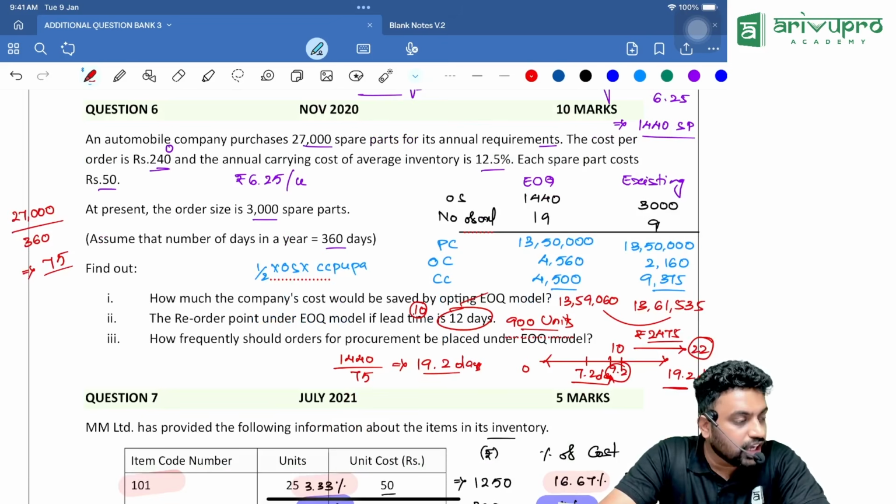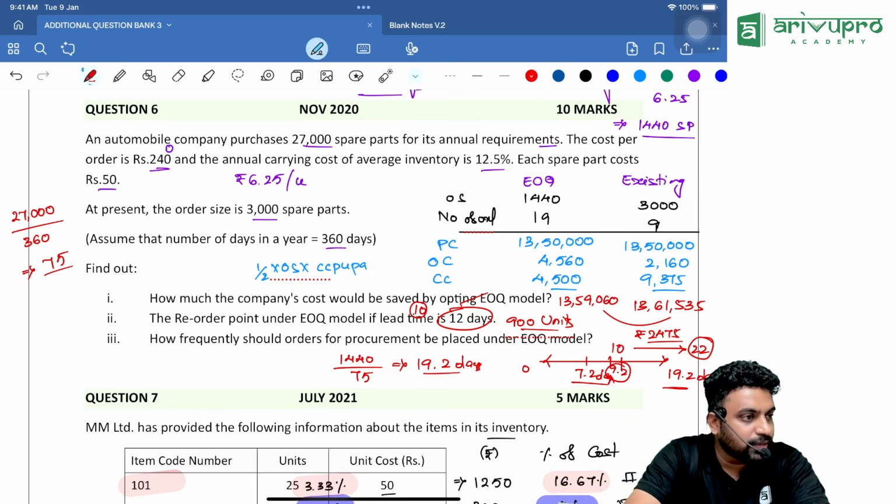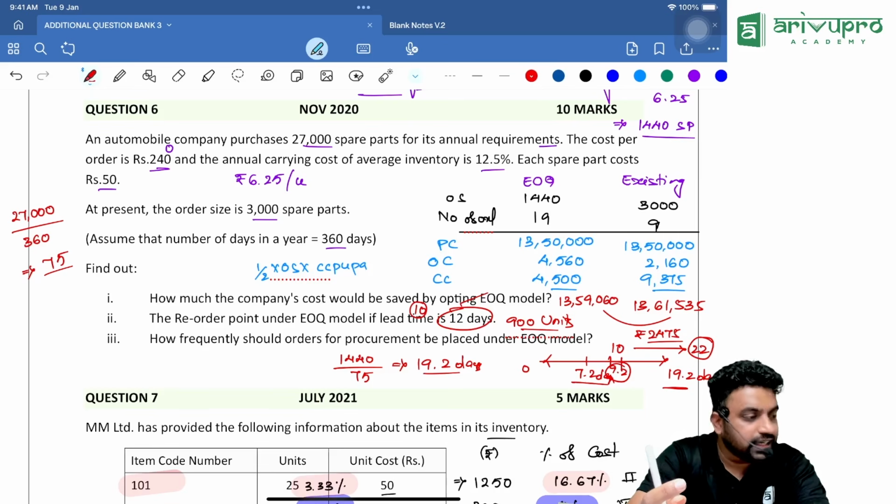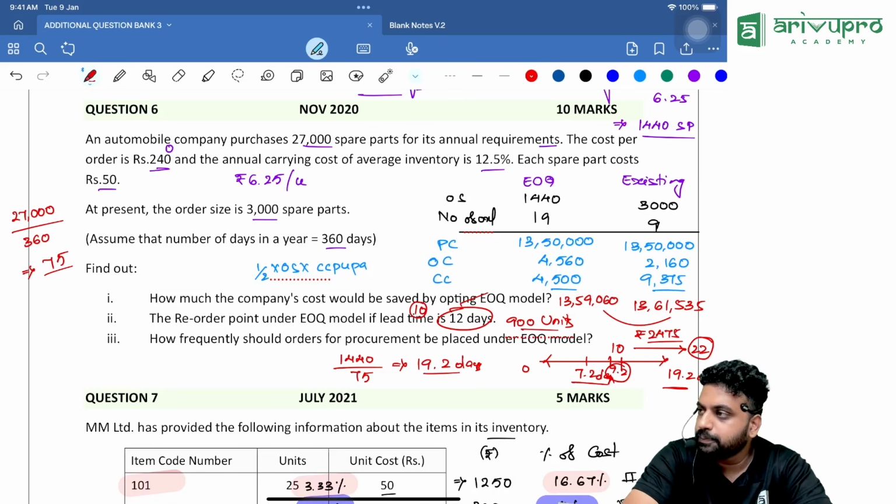That is nothing but your reorder level. Reorder level is nothing but maximum consumption into maximum lead time. In the given question, we can find out average consumption using annual requirement and how many days in a year. And whenever the question is not saying anything about minimum, maximum, average, everything is that only. The average itself is the maximum, the average itself is the minimum. Average into 12 days. No, lead time is 12. So average into 12. That's what you will get.